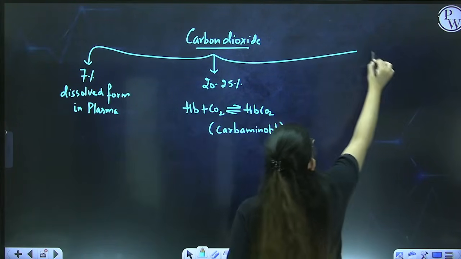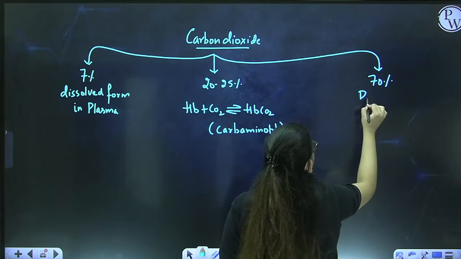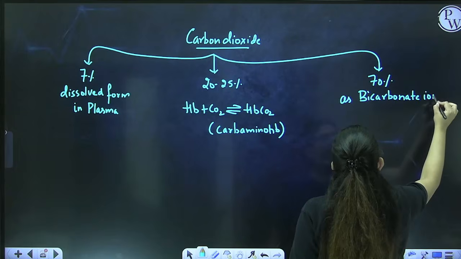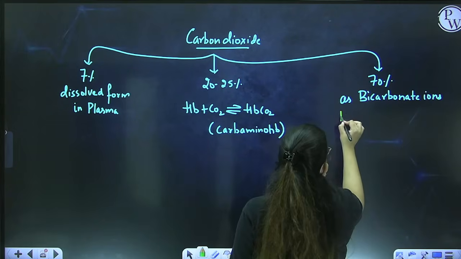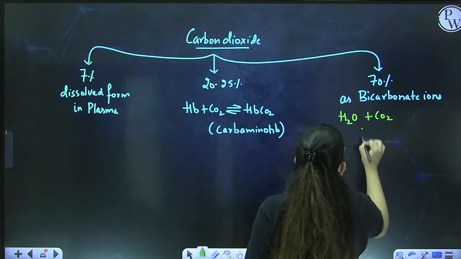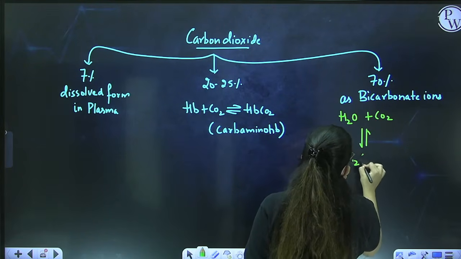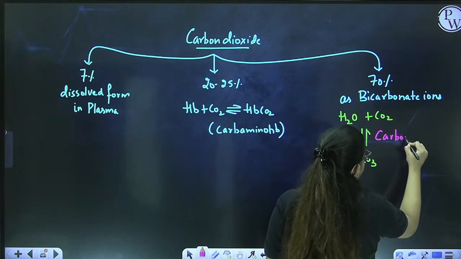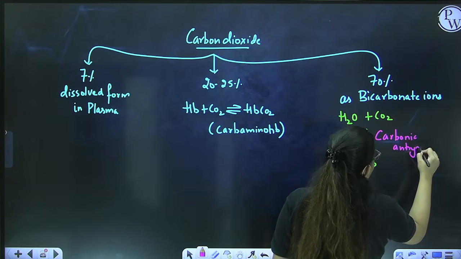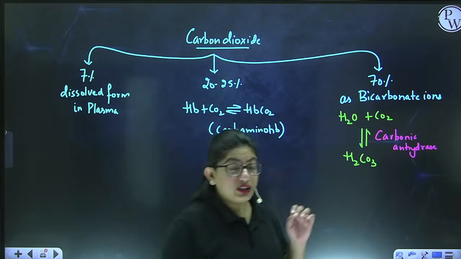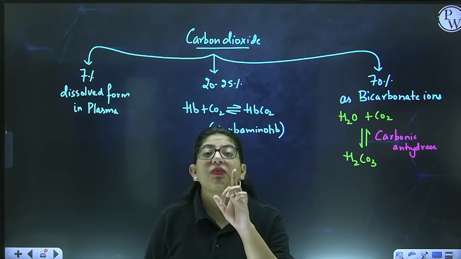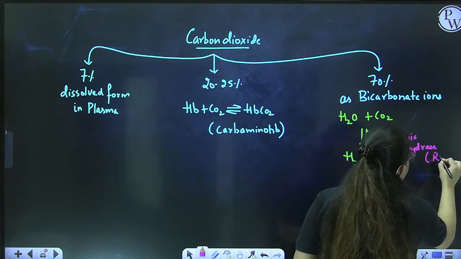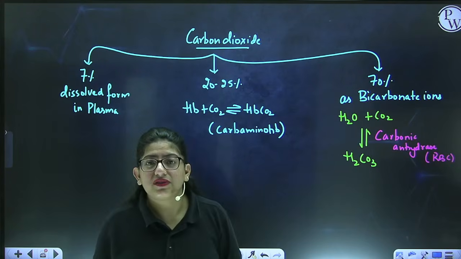Now the rest 70%, the maximum part, is transported as bicarbonate ions. Now what are these bicarbonate ions? Let's see. Whenever water and CO2 combine, they form carbonic acid in the presence of the enzyme carbonic anhydrase. Which enzyme? Carbonic anhydrase. Whenever CO2 and water combine in the presence of carbonic anhydrase, which is present abundantly in RBC, it will form carbonic acid.